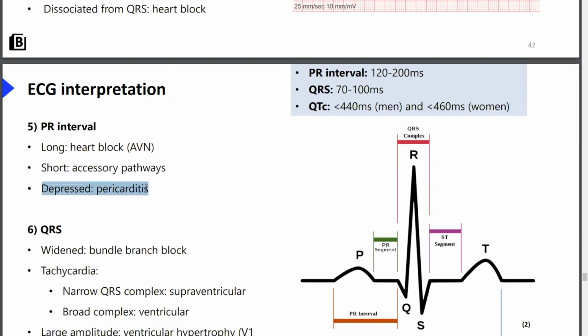PR interval is depressed in pericarditis. This is really important. They love to test this in exams. I don't know why. I've only seen it like twice, but it is quite a specific sign of pericarditis.